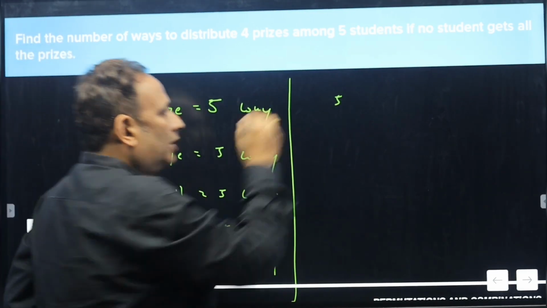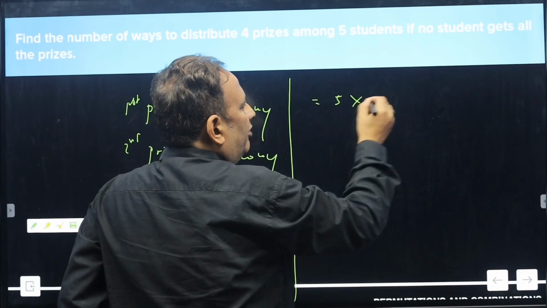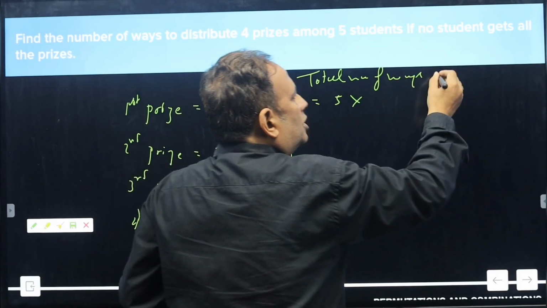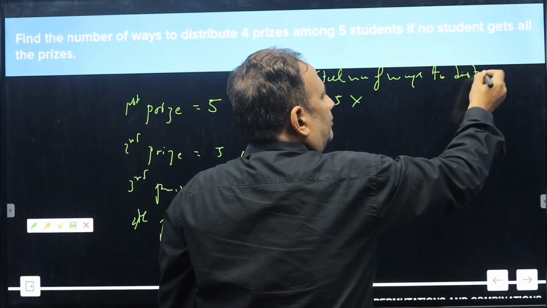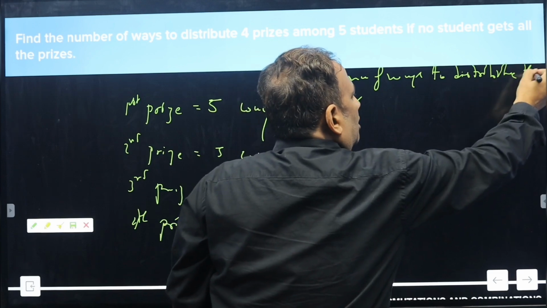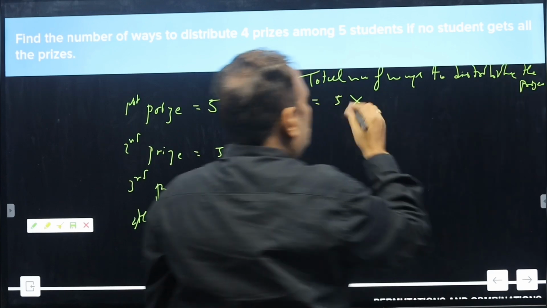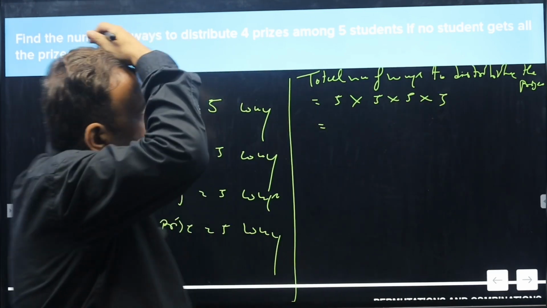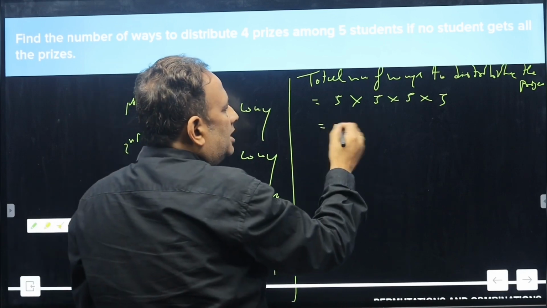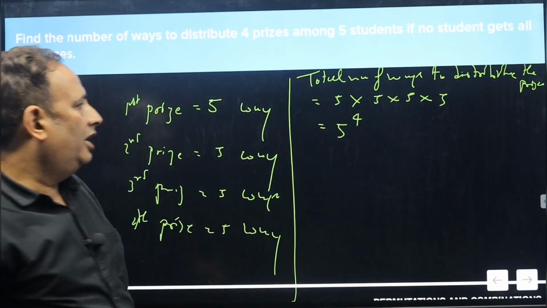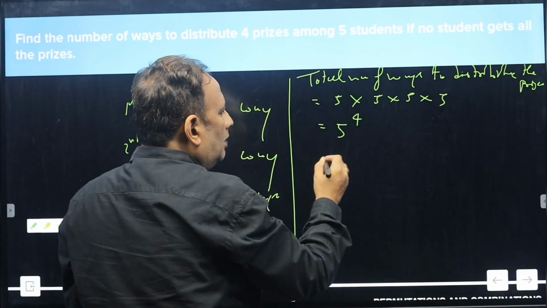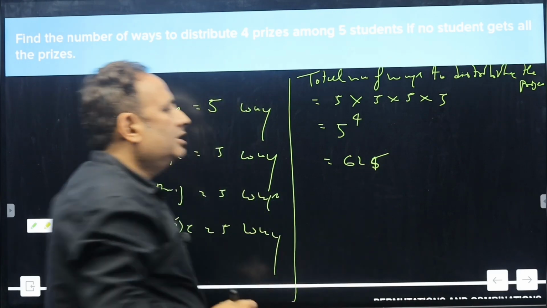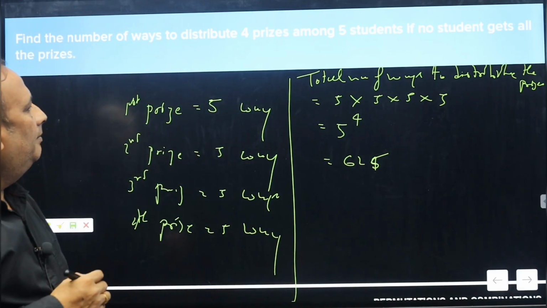So, the total number of ways to distribute these 4 prizes, of course, you can make sense of by the fundamental multiplication rule. So, 5 into 5 into 5 into 5, because 4 prizes are there. All 4 prizes are distributed in 5 to the power 4 ways: 25, 25 times 25, so the total number of ways is 625.